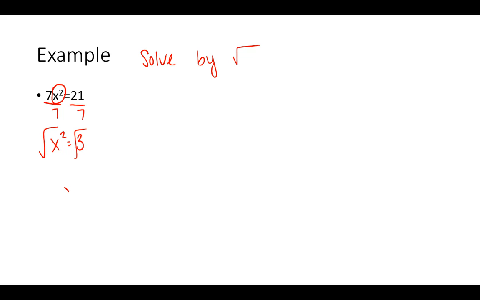Take the square root of both sides. And then again, when I take that square root, I get the plus or minus. Square root of 3 doesn't simplify, so my answer is just plus or minus square root of 3.